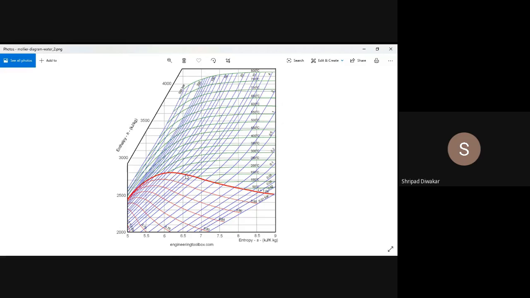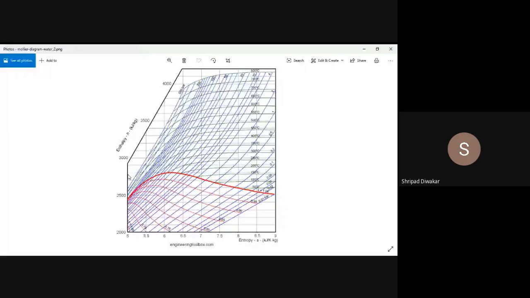Then to find h1, you just keep the scale. As I said, it is nearer to 2800, but not exactly on the 2800 line. So you can write around 2750 or 2780. If it is very close, you can write the approximate value, not the accurate value. If you have the actual diagram, you will know the accurate value. Here I am putting the approximate value as 2750 something.